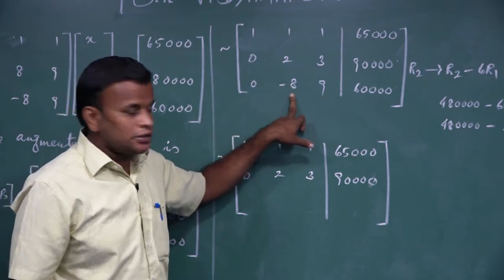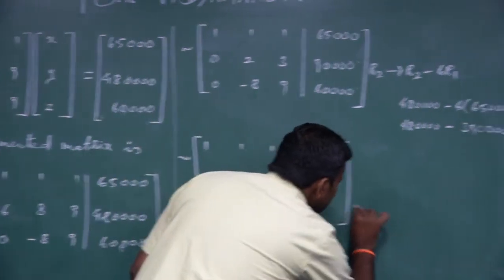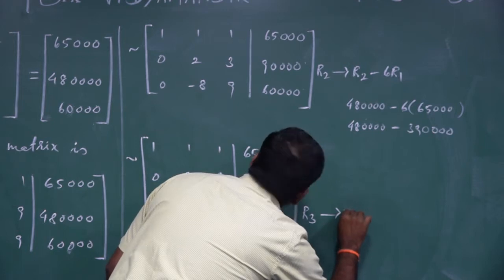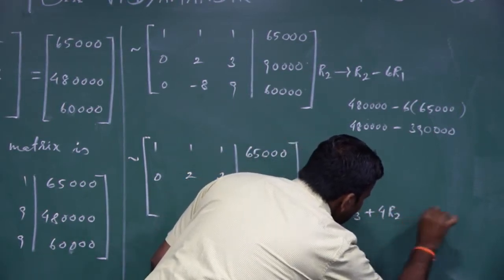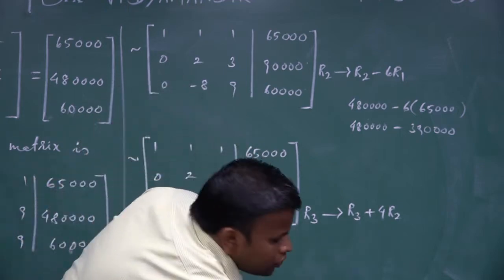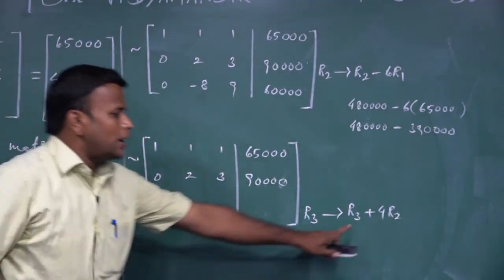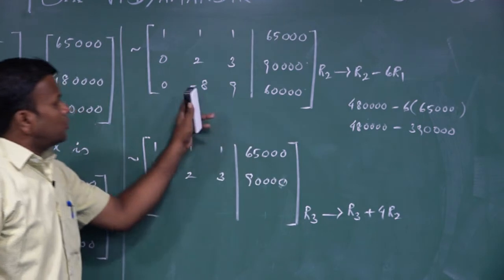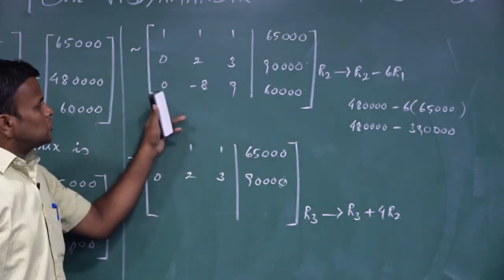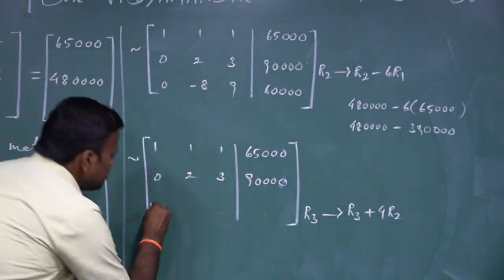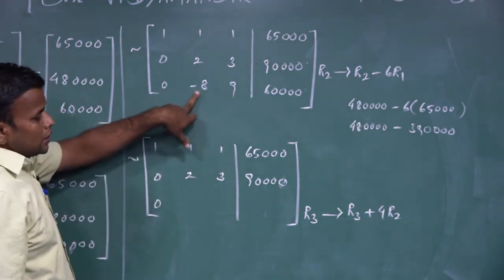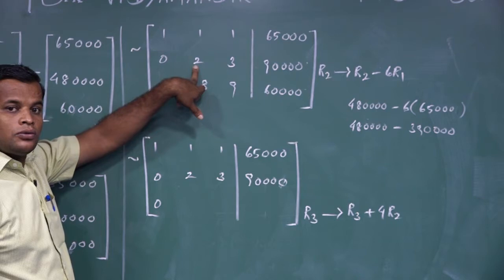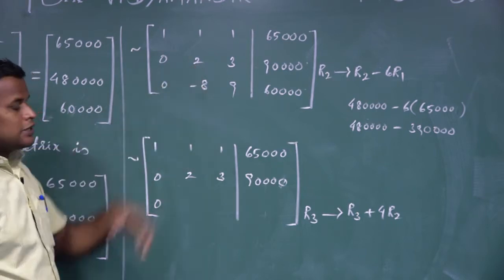So we write R3 as R3 plus 4 times of R2. What is the reason to add plus here? Both are different signs. So these two numbers become 0. We multiply any manner, that becomes 0. R3 plus 4 R2. 4 2s are 8. Plus 8 minus 8 is 0.